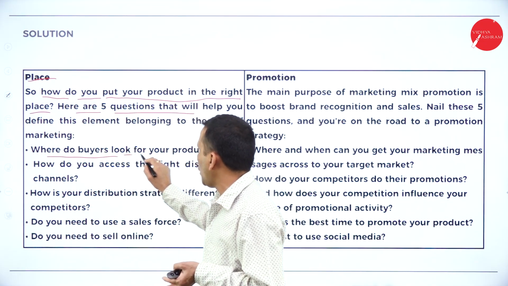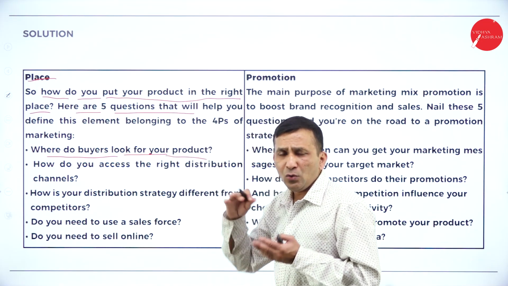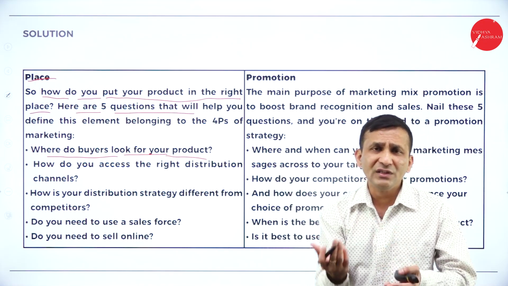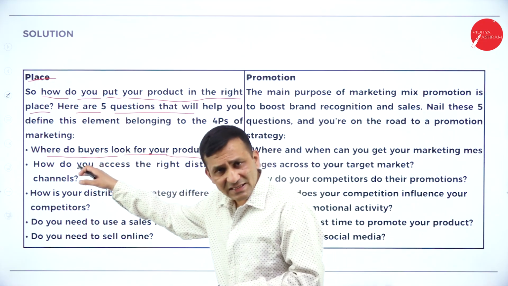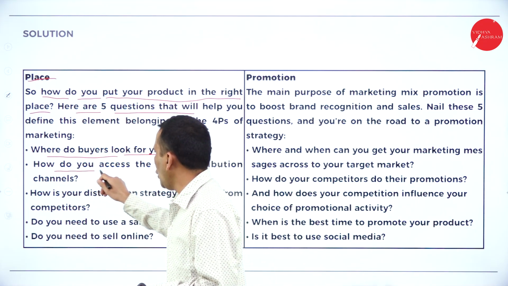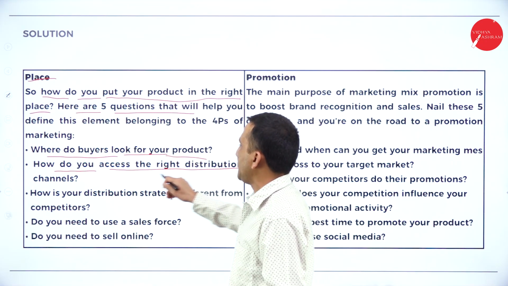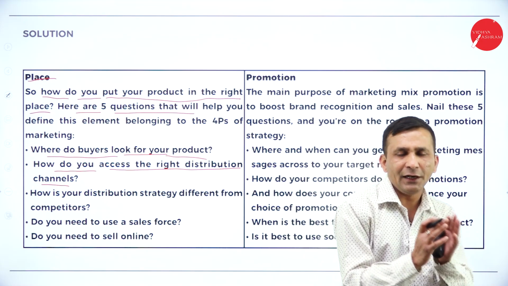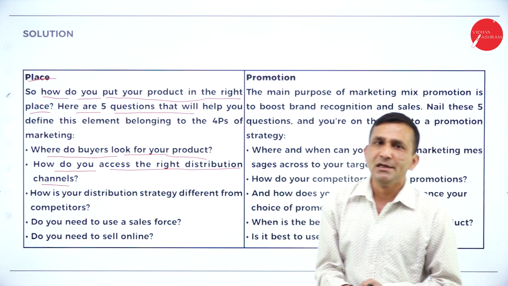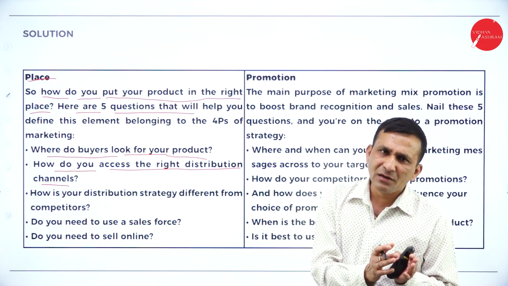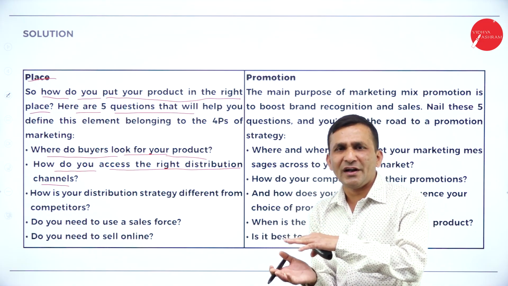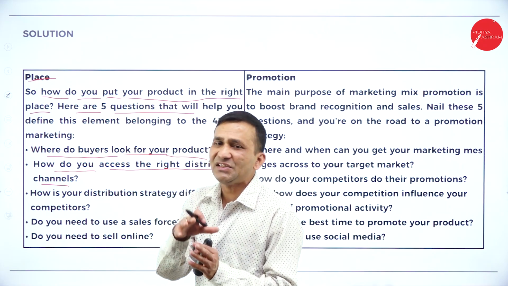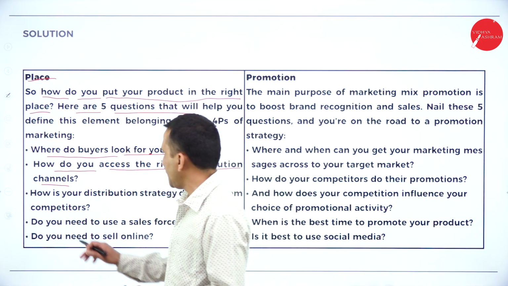Where do buyers look for your product? How will they get to know the product? That is promotion. How will they purchase? With the help of place only. How do you access the right distribution channel? Because each and every product has a different distribution channel. In the case of an industrial product versus a consumer product, how the distribution channel is selected is very important to reach the specific location.